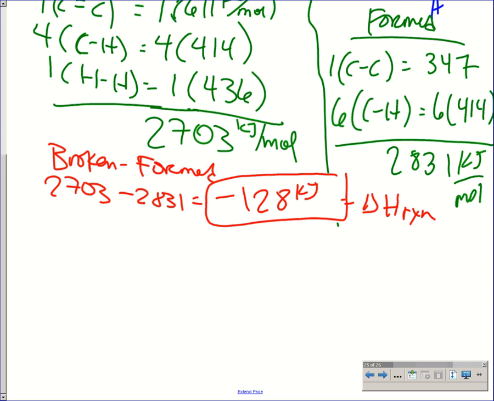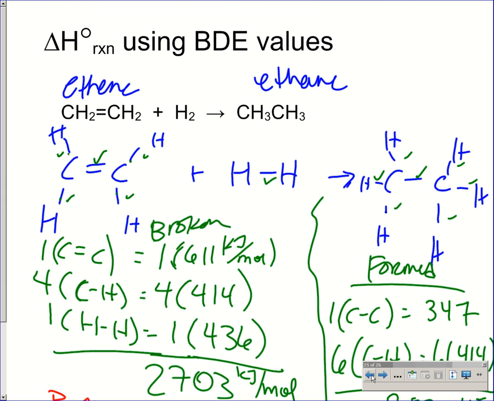Page 14 in your book. And they'll always be given to you in a big chart on your AP exam, so you don't have to memorize these numbers. All right. So that's it for bond dissociation energy. Let's do entropy.